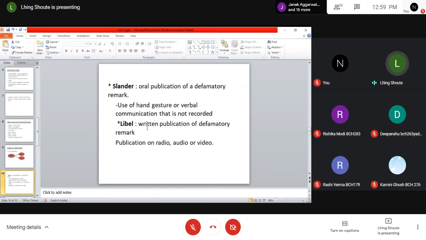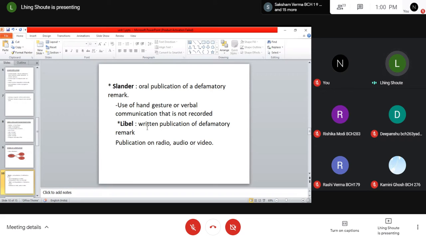So there are also certain differences between online and offline attempts at defamation. But as you can see, online defamation is more vigorous and effective, because one line, one sentence of a defamatory remark online has much more effect than an offline defamatory remark made in, let's say, a newspaper. So online defamation is more effective and vigorous. Cyber defamation includes slander and libel.